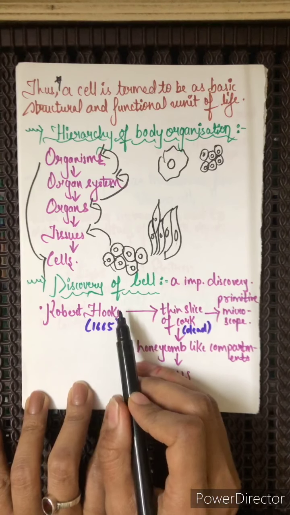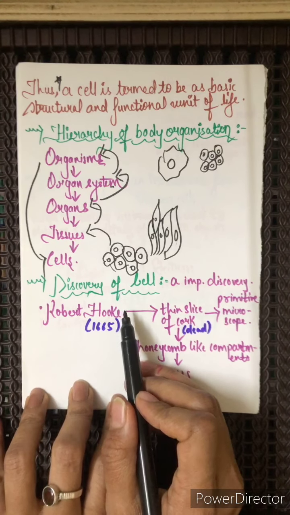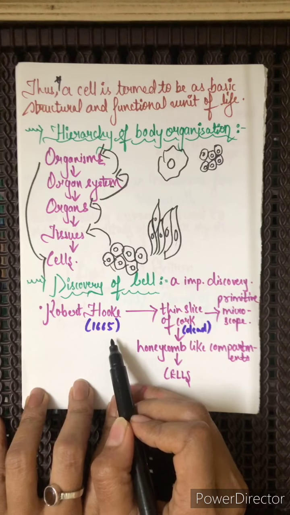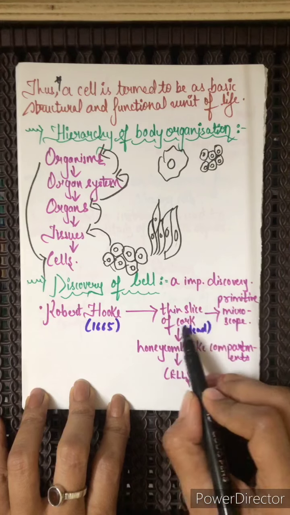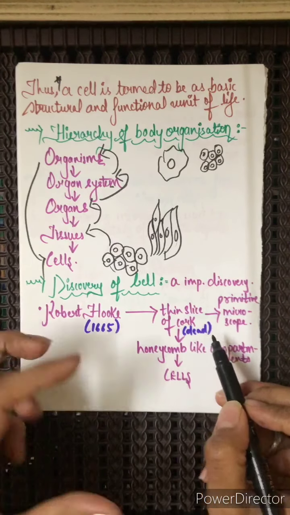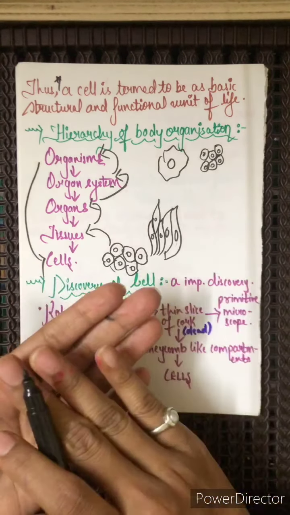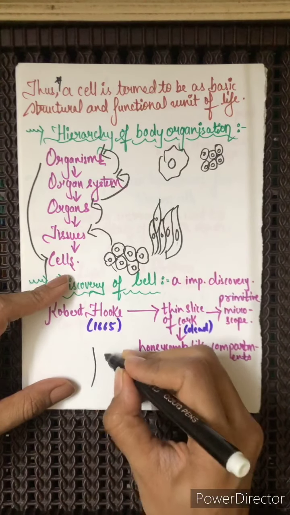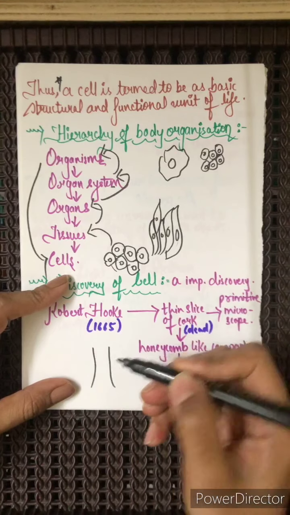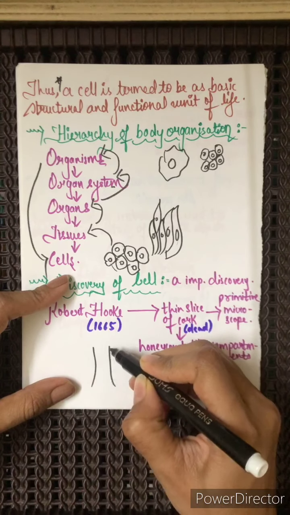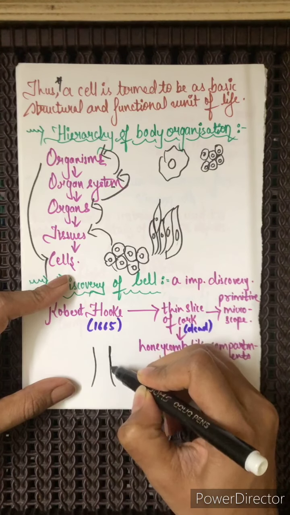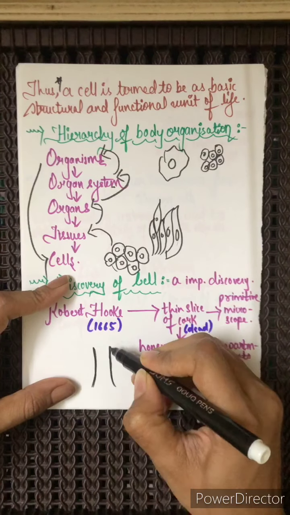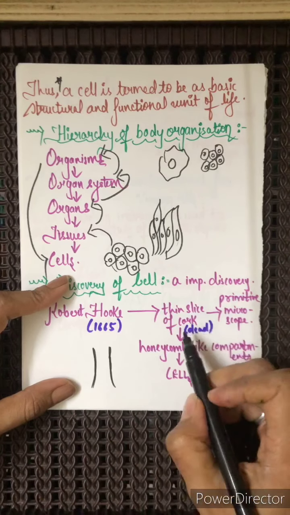Robert Hooke was the first one to discover the cell, and how did he discover it? In the year 1665, he took a thin slice of the cork. Cork is nothing but a dead part present on the outer part of the tree or the plant, that is the outer bark, the brown substance that you can see on the surface of the trees, on the surface of the stems.